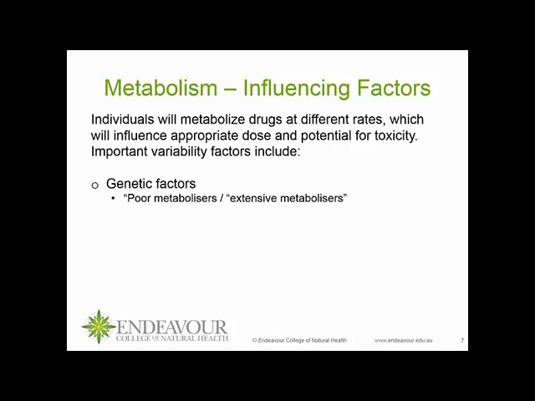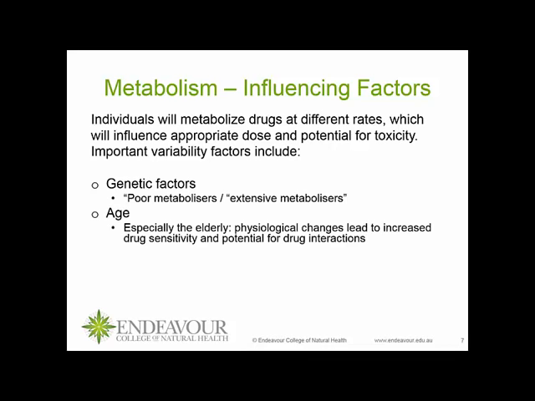Factors like genetics, that means certain people are poor metabolizers. Some people are able to metabolize the drug better as compared to others. We also have age. As we grow old, physiological changes lead to an increase in drug sensitivity and also potential for drug interaction. If the person has an underlying or concurrent disease condition of the liver, cardiac failure, or renal disease, that will also influence the ability to metabolize a particular drug.